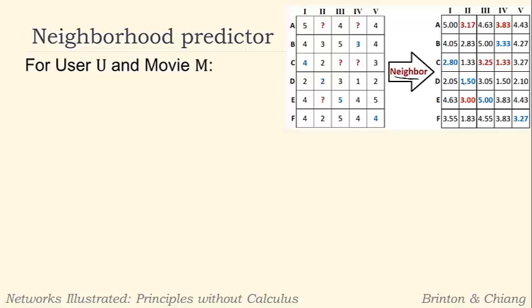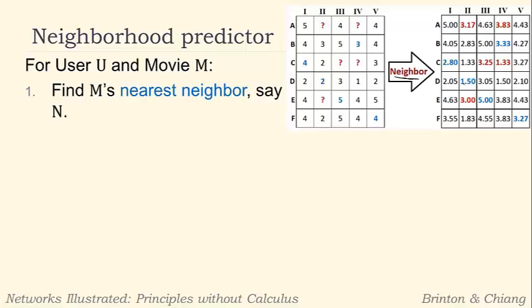I thought it would be good to formalize the discussion on the neighborhood predictor, so you have a scheme to follow. You can obviously refer back to the example and go through that too, but let's walk through this really quickly. For the neighborhood predictor, you take user U and movie M, and the first thing you do is find M's nearest neighbor, right?